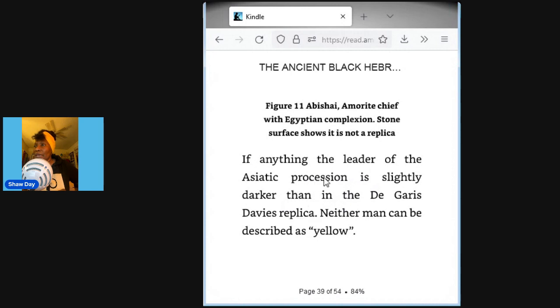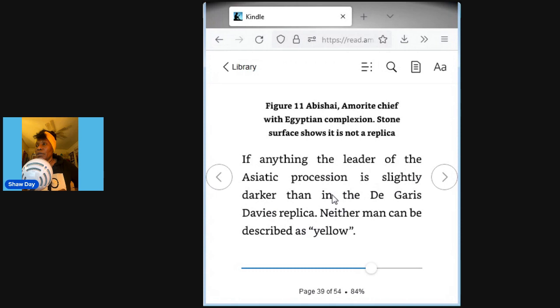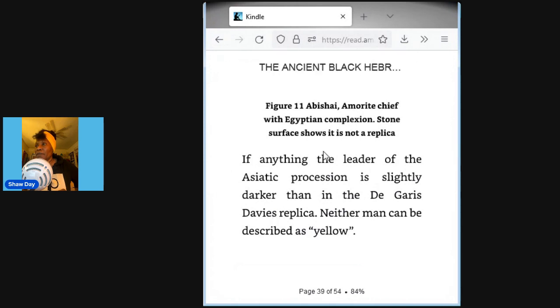So it was slightly darker, like a yellow person. There's no such thing as a yellow person. And then Davies' replica was a little darker than Lepsius, the first painting. It says neither man can be described as yellow. So the painting of Davies and the other painting, the first one by Lepsius, neither one of them can be described as yellow.